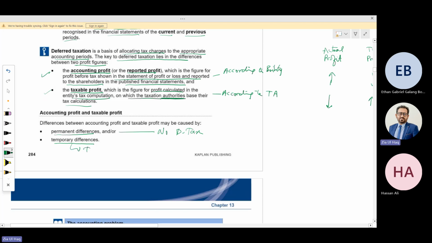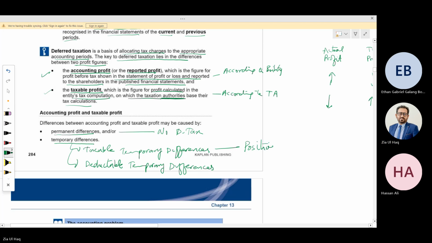Temporary differences are of two types: taxable temporary differences and deductible temporary differences. Taxable temporary differences will have a positive figure, while deductible temporary differences will have a negative figure. In case of taxable temporary differences, there will be a deferred tax liability. And in case of deductible temporary differences, there will be a deferred tax asset.